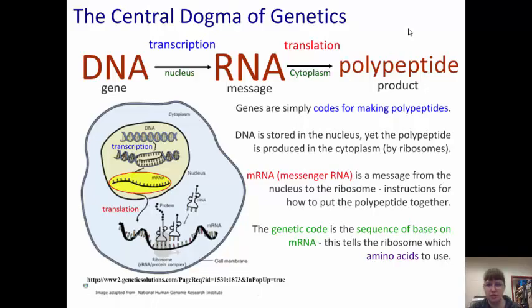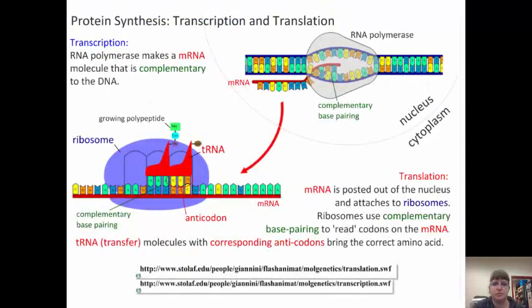The DNA is stored in the nucleus, yet the polypeptide is produced in the cytoplasm by the ribosomes. So our mRNA, messenger RNA, is a message from the nucleus to the ribosome, with instructions for how to put this polypeptide together. The genetic code is then a sequence of bases on the mRNA, and this tells the ribosome which amino acids to use to put together our protein. So the first thing that we need to make our proteins is a process called transcription, as this is when we use an enzyme named RNA polymerase. He works very, very similarly to DNA polymerase, and he makes the mRNA molecule that's complementary to the DNA.